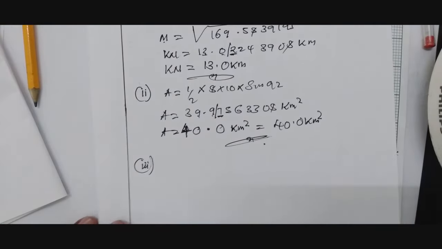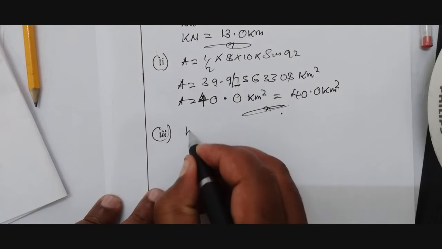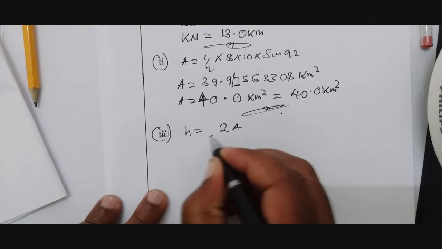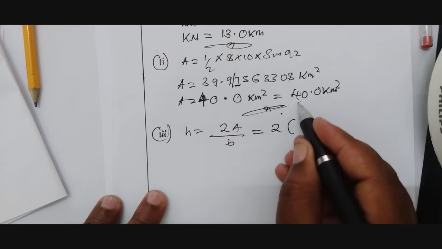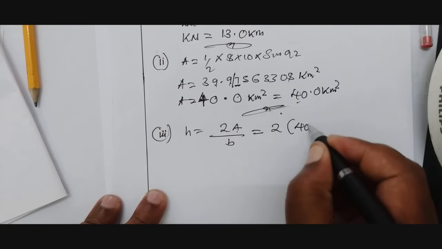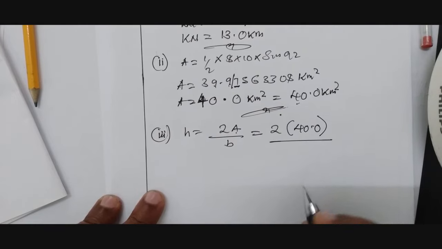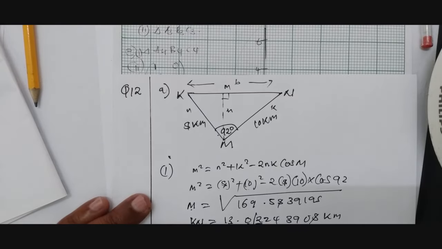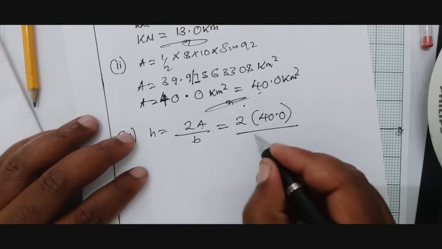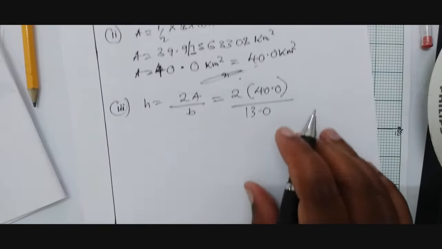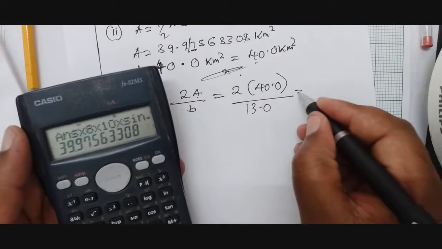So how do we get our h? The formula is h is equal to 2a over b. So 2a, what is our a? Our a is the area, which is 40.0 or 40, divided by, what is our base? Our base is from K to N. And what is KN? 13.0 or 13. Don't worry, get your calculator and find the answer.